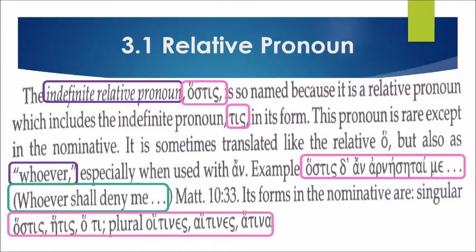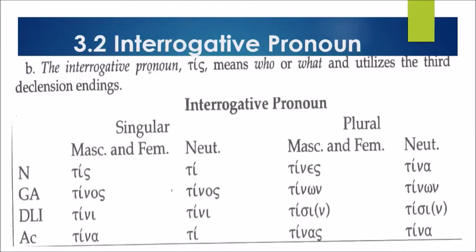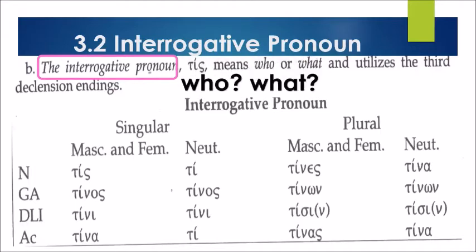So let's proceed to the interrogative pronoun. The interrogative pronoun tis, with an accent, means who or what and utilizes the third declension endings. So the singular, masculine and feminine are the same, and the same is true in the plural. The neuter has the different form.